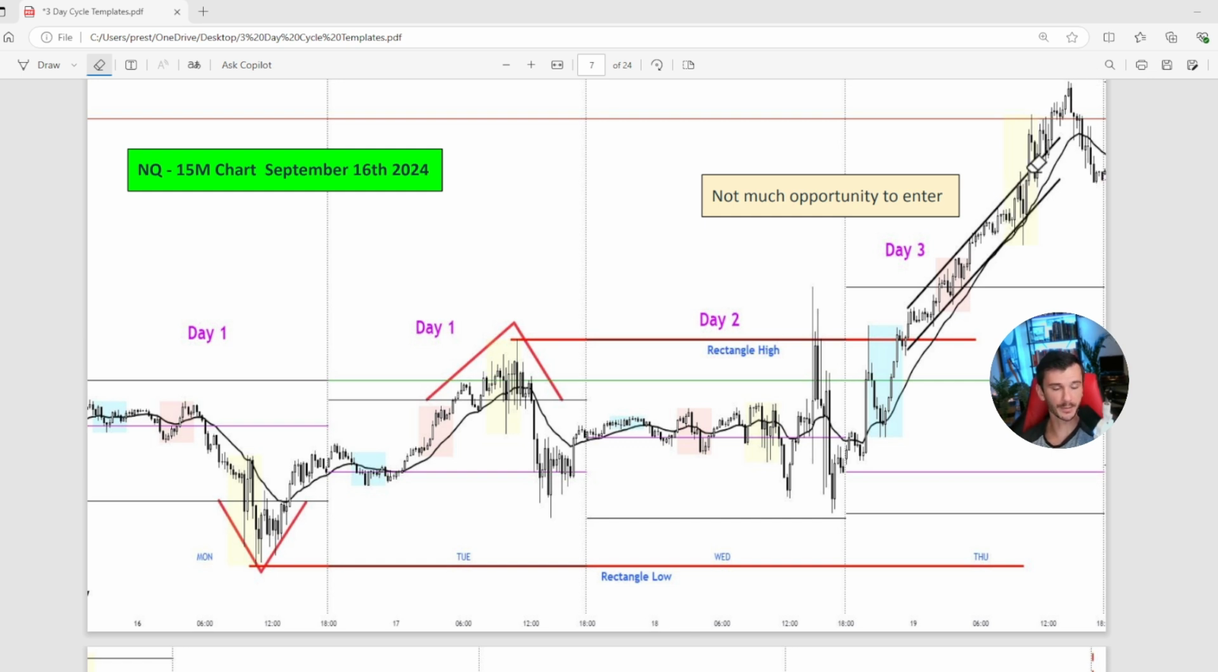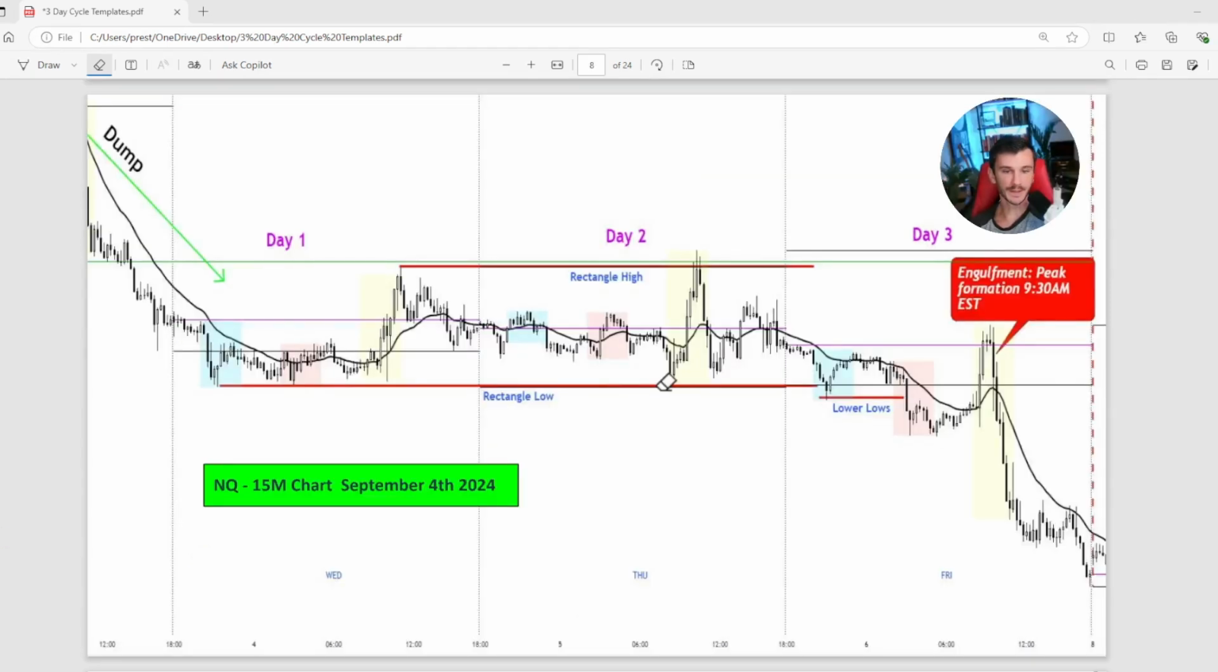Like I'm selling up kind of high, buying up kind of high. I would prefer to get in down a lot lower, but the template is still valid, so I did include it as it is a fairly recent example. So let's come down to another 3-day rectangle example.